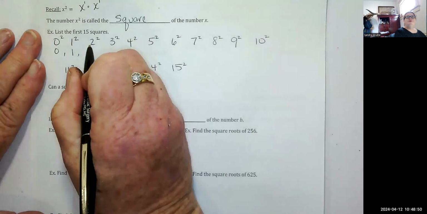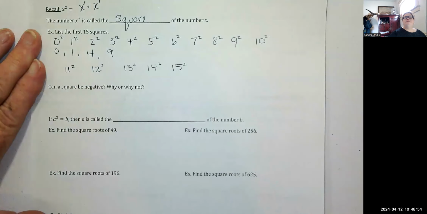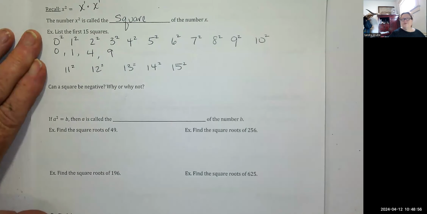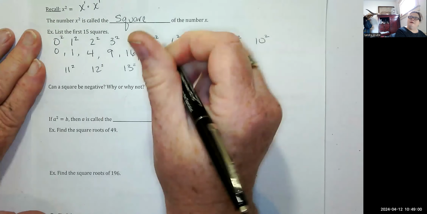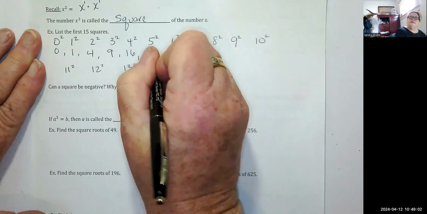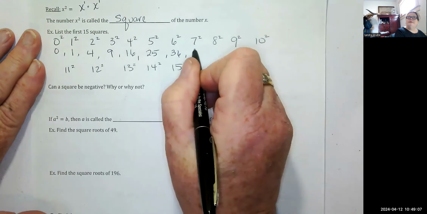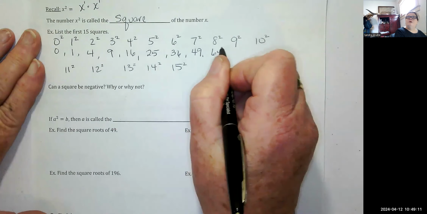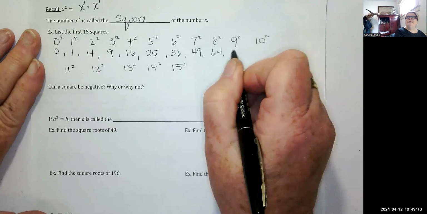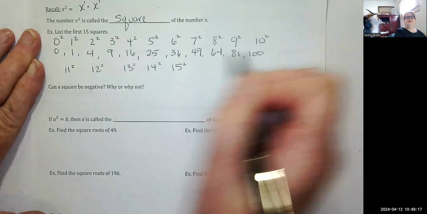2 squared is 2 times 2, which is 4. 3 squared is 3 times 3, which is 9. 4 squared is 4 times 4, which is 16. 5 squared is 5 times 5, 25. 6 squared is 6 times 6, 36. 7 squared is 7 times 7 is 49. 8 squared, 8 times 8 is 64. 9 squared, 9 times 9 is 81. 10 squared, 10 times 10 is 100.